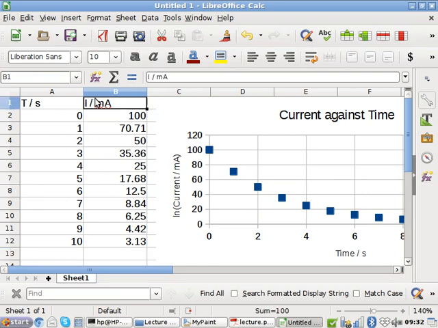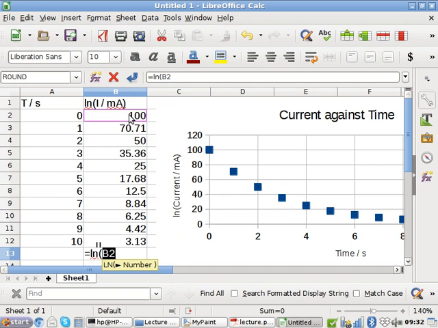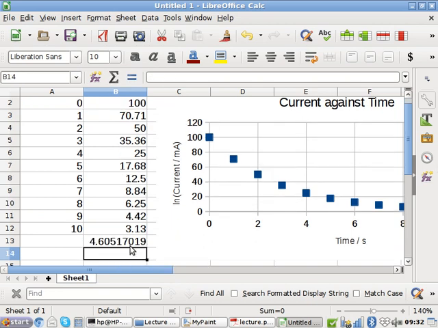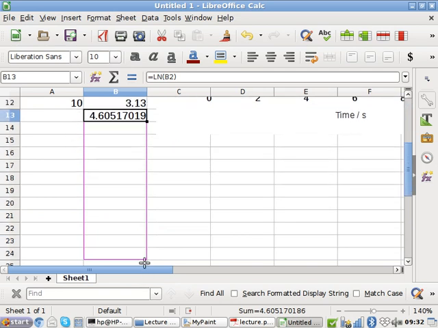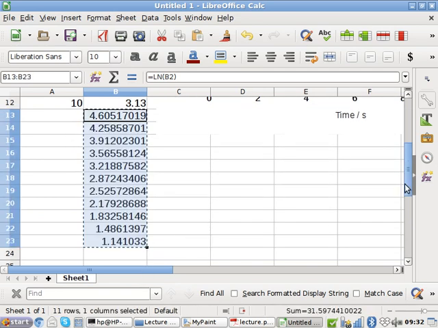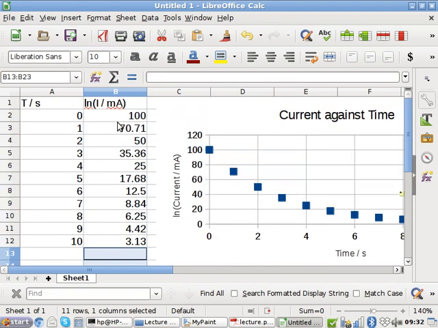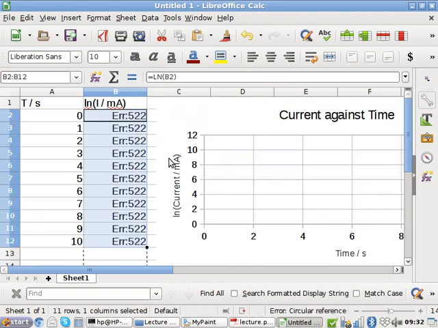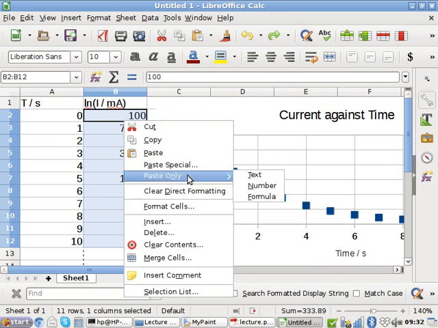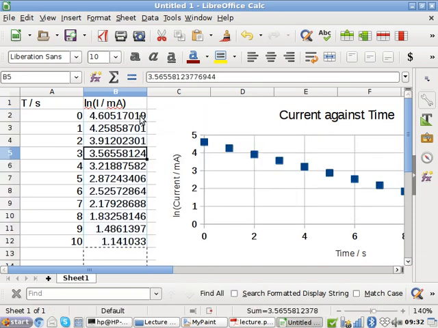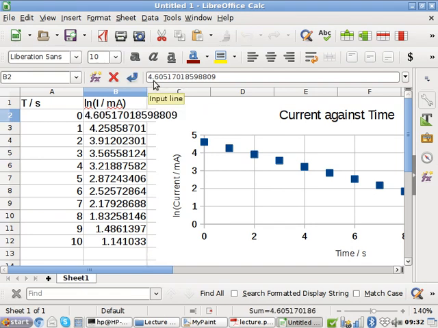Now I want to change these all to logs. Okay, so this one here would equal log of this thing. How many values is that? 1, 2, 3, 4. Just replace them. Hold on, I know what I did wrong. I want to paste the numbers only. There we go.